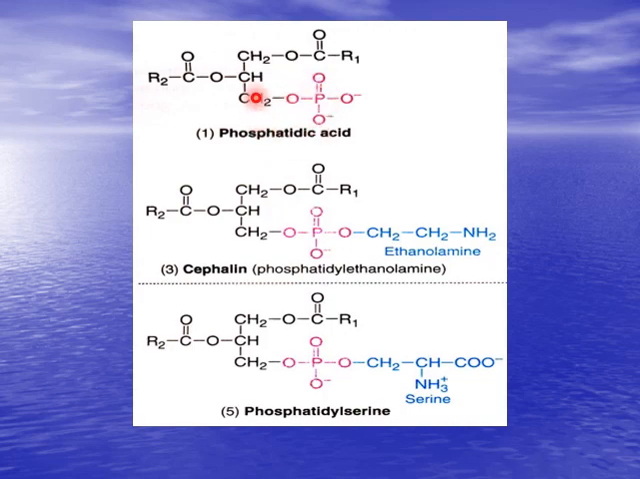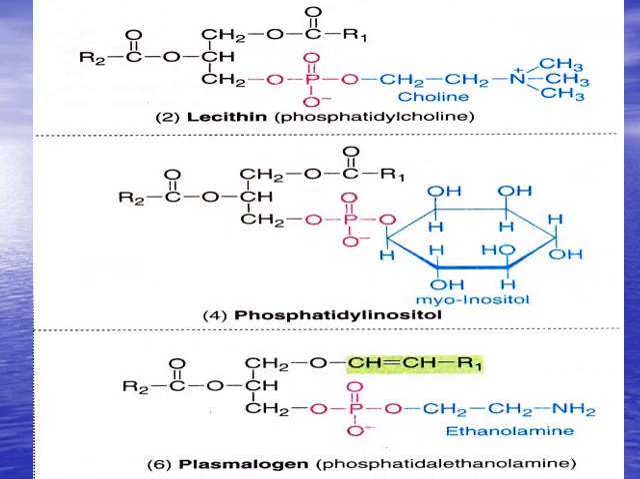Phosphatidic acid is the simplest phospholipid where the components are glycerol, fatty acids, and the phosphate group. This is the structure of cephalin or phosphatidyl ethanolamine where the components are glycerol, fatty acids, phosphate group, and the alcohol ethanolamine. This is the structure of phosphatidyl serine where the components are glycerol, fatty acids, phosphate group, and the amino acid serine. This is the structure of lecithin or phosphatidyl choline where choline is attached to the phosphate group of the phospholipid.